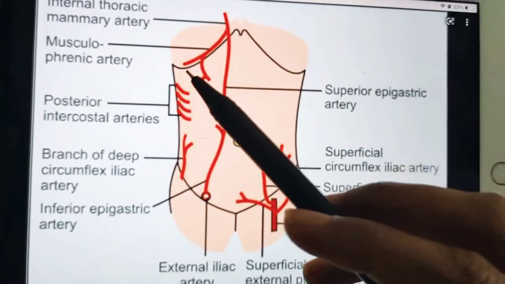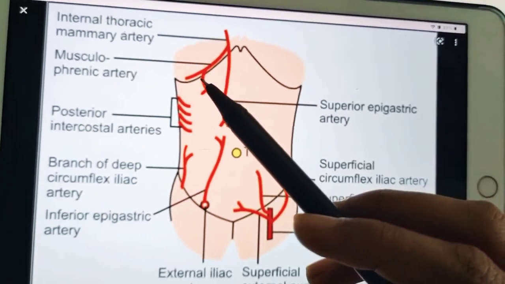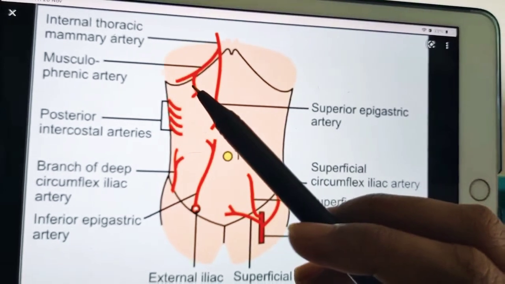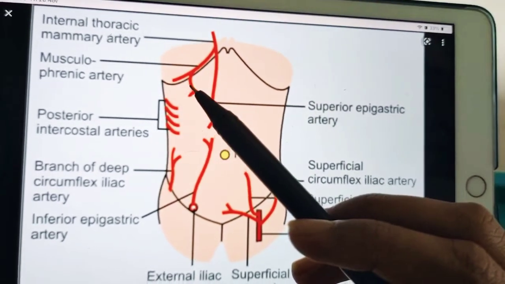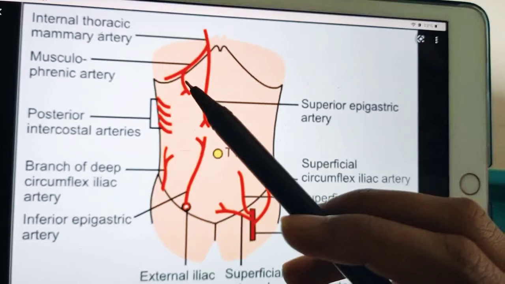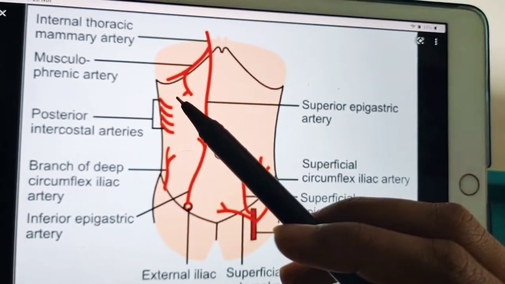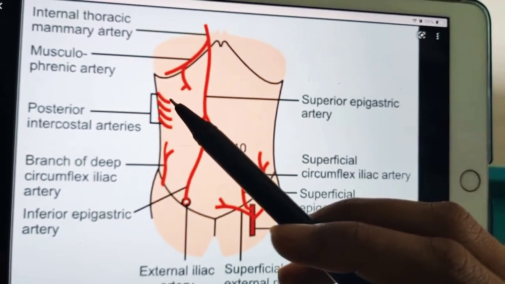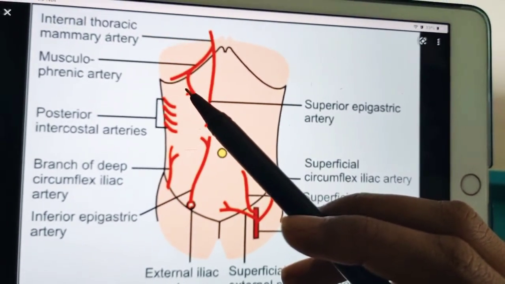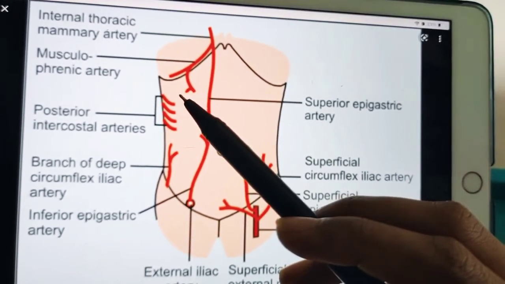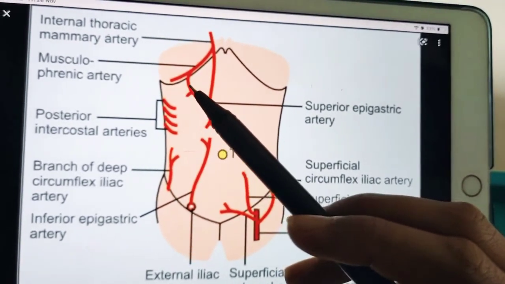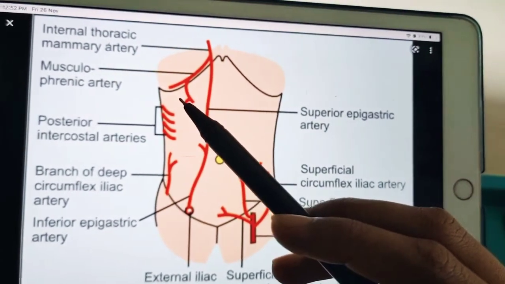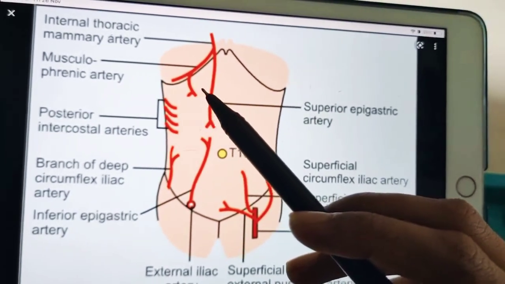Next, coming to the musculophrenic artery, it is the other terminal branch of the internal thoracic artery, and it runs downward and laterally behind the 7th costal cartilage. It enters the abdomen by piercing the diaphragm between the 7th and 8th cartilage. It continues downward and laterally along the deep surface of the diaphragm as far as the 10th intercostal space. It gives branches to the diaphragm, the anterior abdominal wall, and the 7th, 8th, 9th intercostal spaces as anterior intercostal arteries.